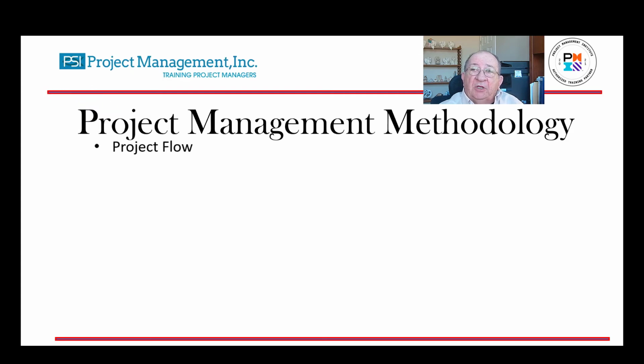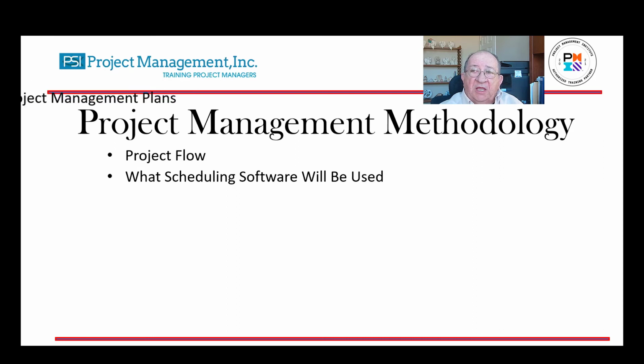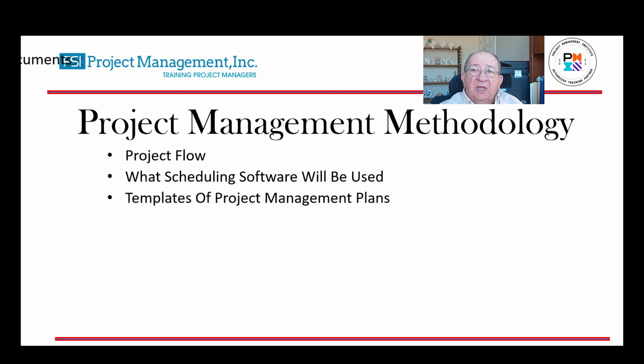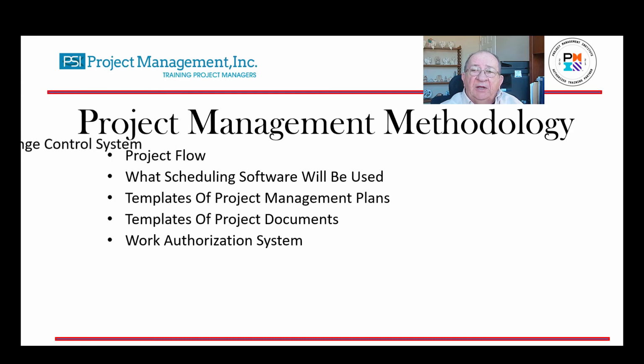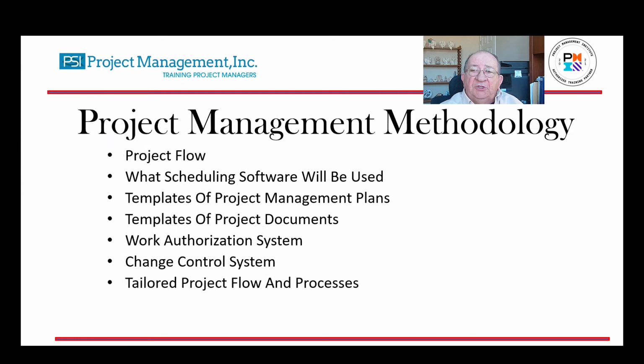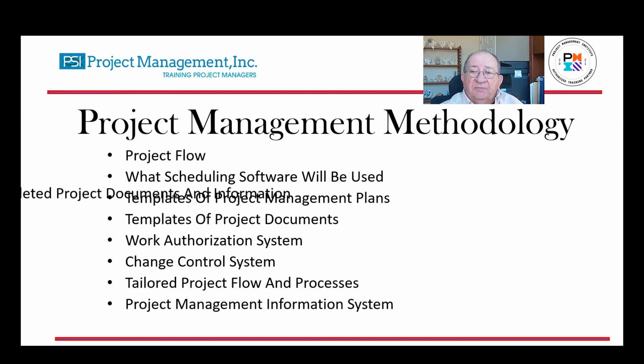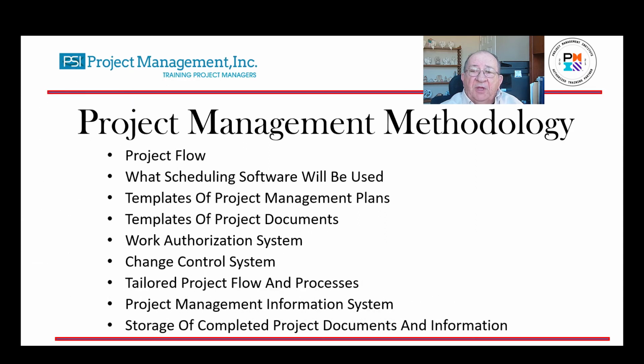For example, it should include a project flow. It should identify what scheduling software will be used. It should provide templates of the project management plan and templates of the project documents. It should provide a work authorization system, a change control system. And it should be tailored flow and processes for your needs. It should have a project management information system and then also provide storage of completed documents and information concerning the project.